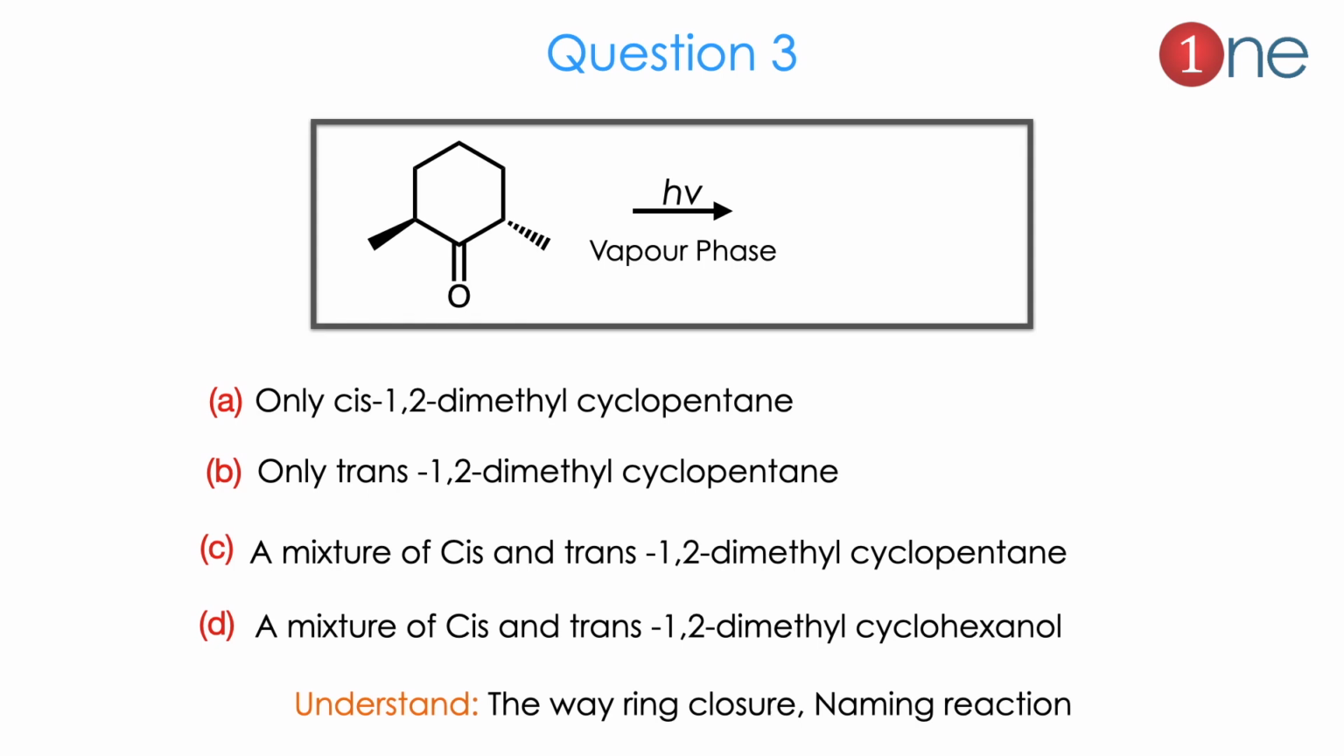Then question number 3. The starting material is cyclohexanone with methyl groups at the 2 and 6 positions. Here you are using light and the reaction is in the vapor phase. Here they ask you to find the product. They ask whether the cis form or trans form of dimethyl cyclopentane is formed, or a racemic mixture is formed, or a different reaction in which cyclohexanol is formed. Here you have to understand that the question is about ring closure and one naming reaction is involved here.